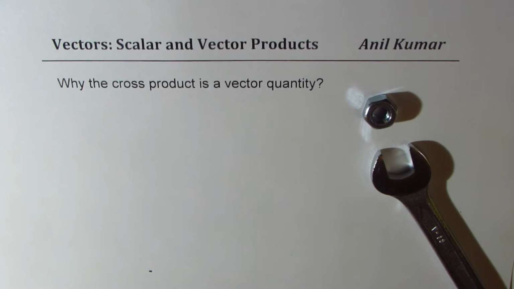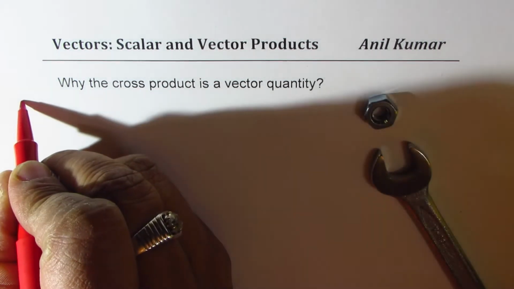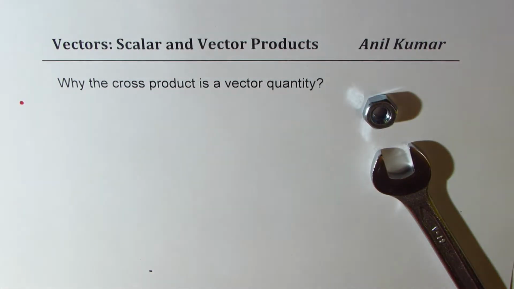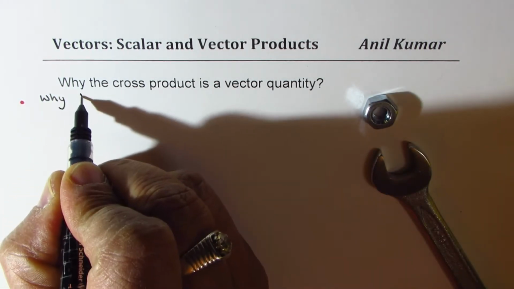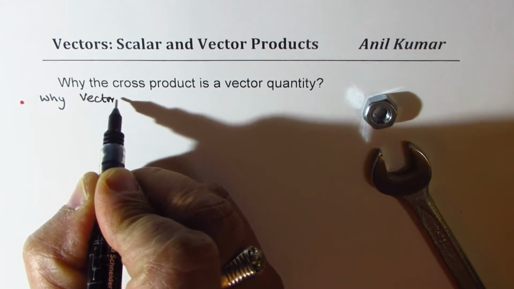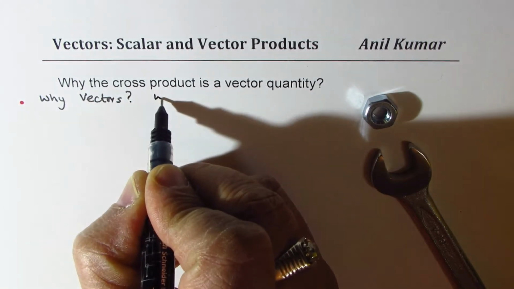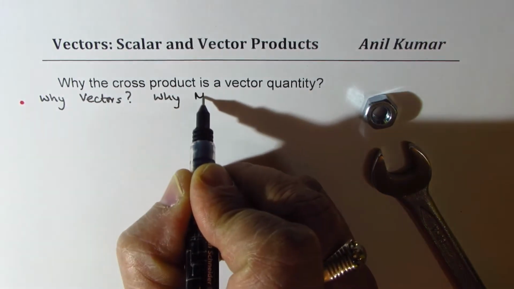The question here is why the cross product is a vector quantity. Well, let's try to understand this situation. Now, the very first question which actually comes to my mind is why vectors, or why mathematics?